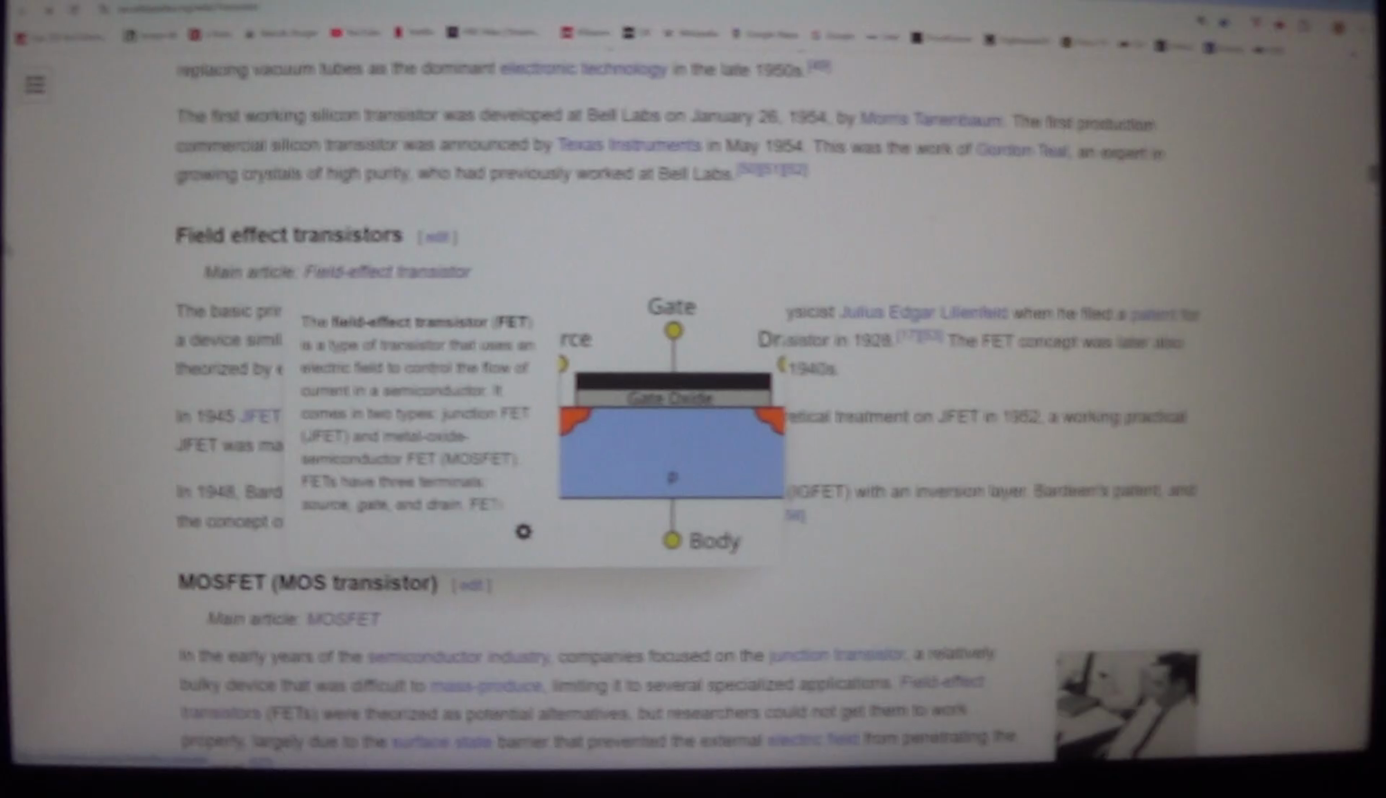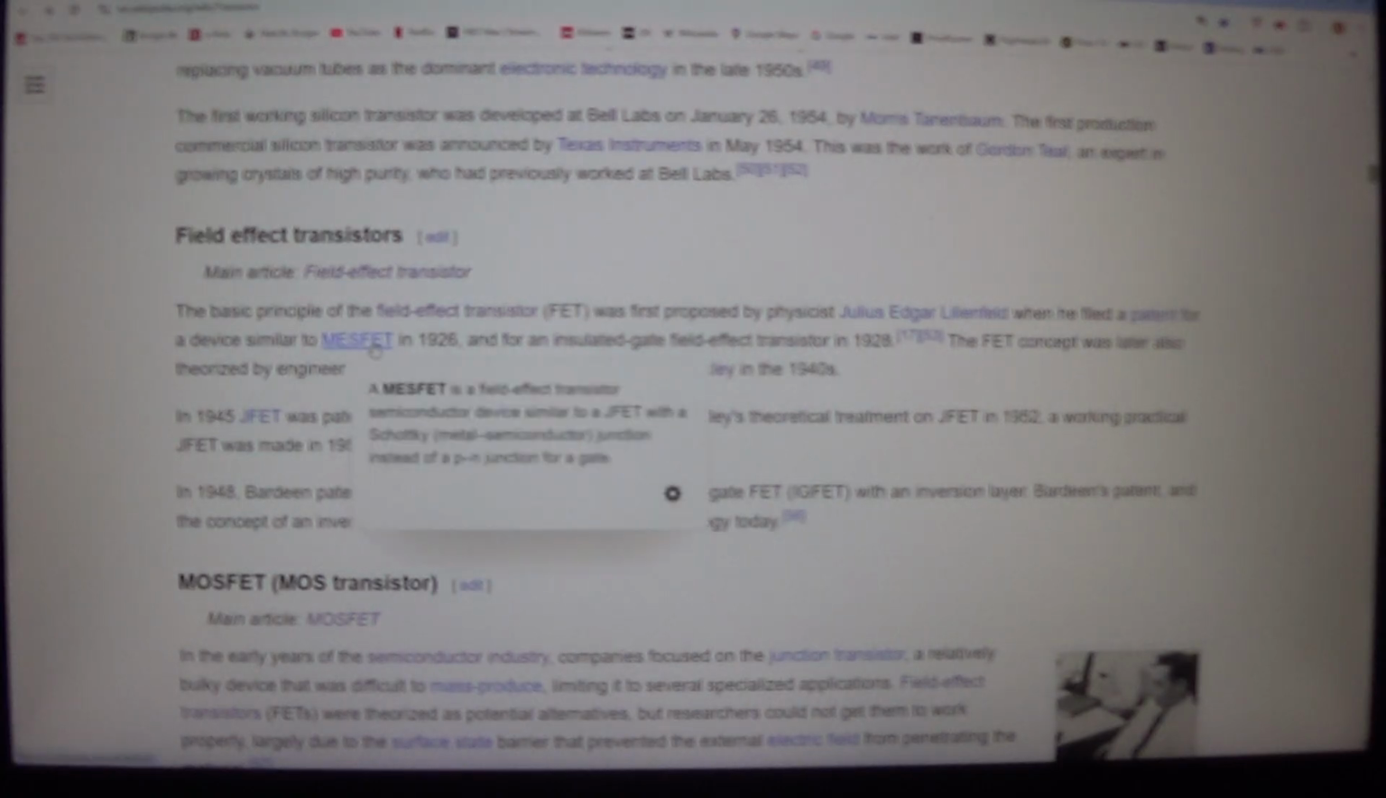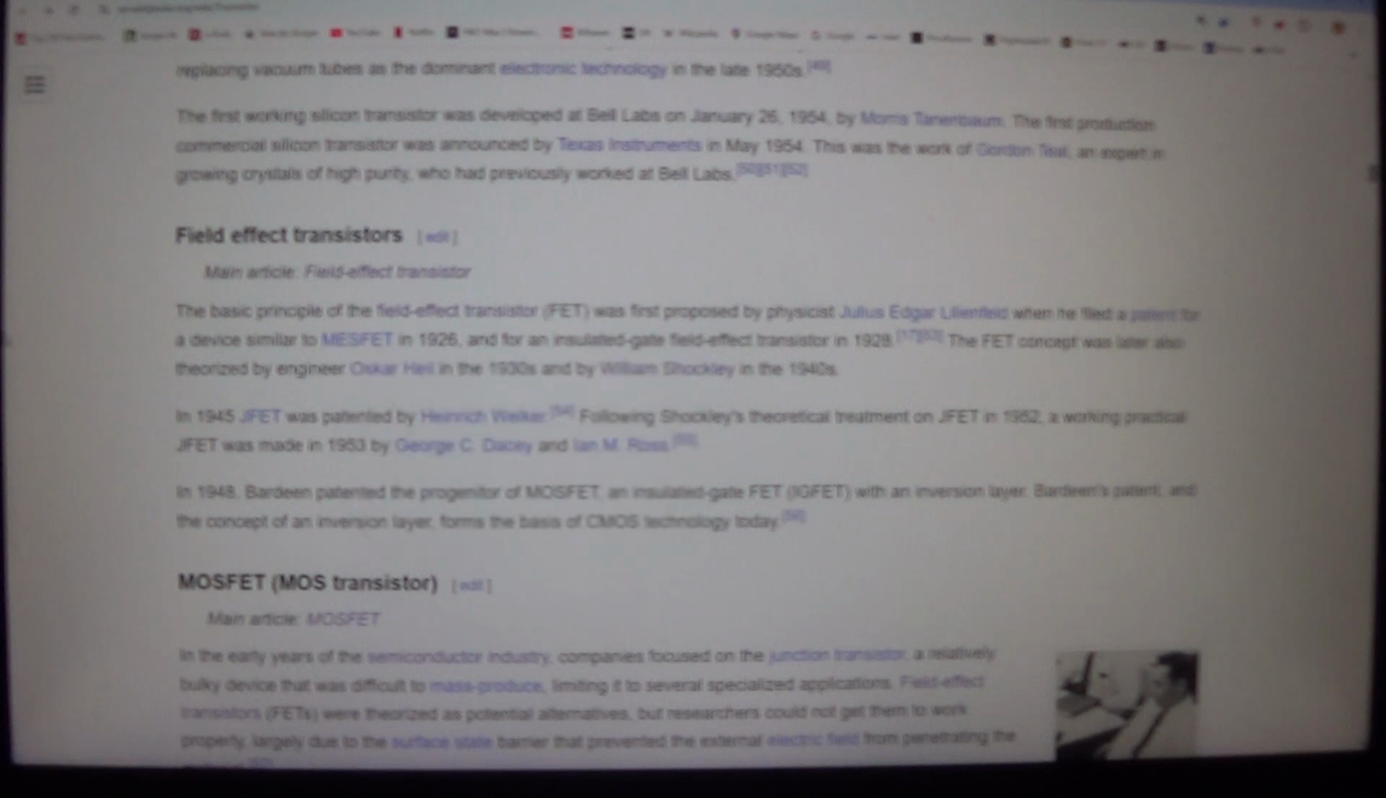The basic principle of the field effect transistor, FET, was first proposed by physicist Julius Edgar Lilienfeld when he filed a patent for a device similar to MESFET in 1926, and for an insulated gate field effect transistor in 1928. The FET concept was later also theorized by engineer Oskar Heil in the 1930s and by William Shockley in the 1940s. In 1945 JFET was patented by Heinrich Welker.